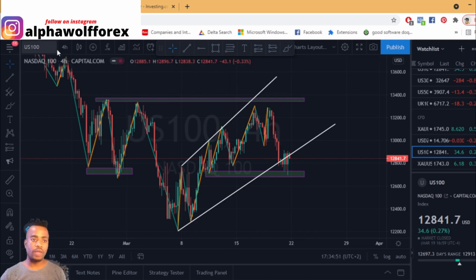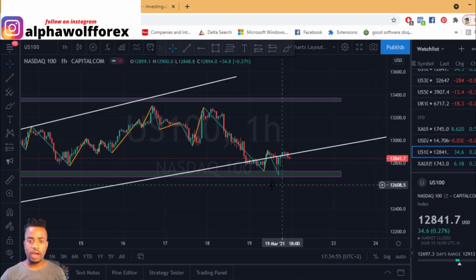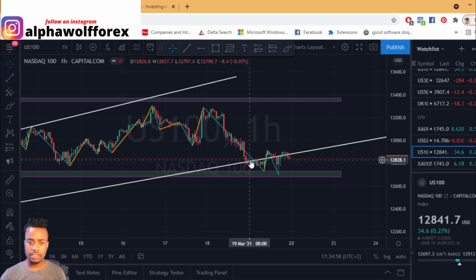Let me now go to an hourly. We do have our long-term trend. Look at this here. The market traded sideways, went in here, and it is still correcting. I can just tell you that this market here is still correcting.